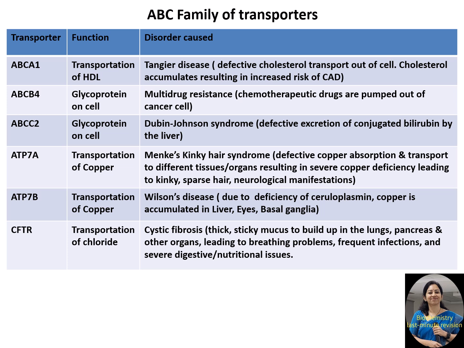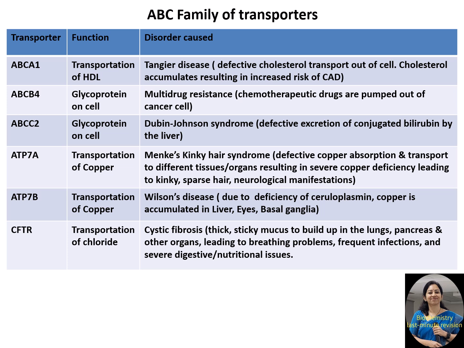So the next one is CFTR. The main function of the CFTR transporter is transportation of chloride. So when this gets mutated, it results in a disease called cystic fibrosis, characterized by thick, sticky, viscous mucus which builds up in the lungs, pancreas, and other organs.